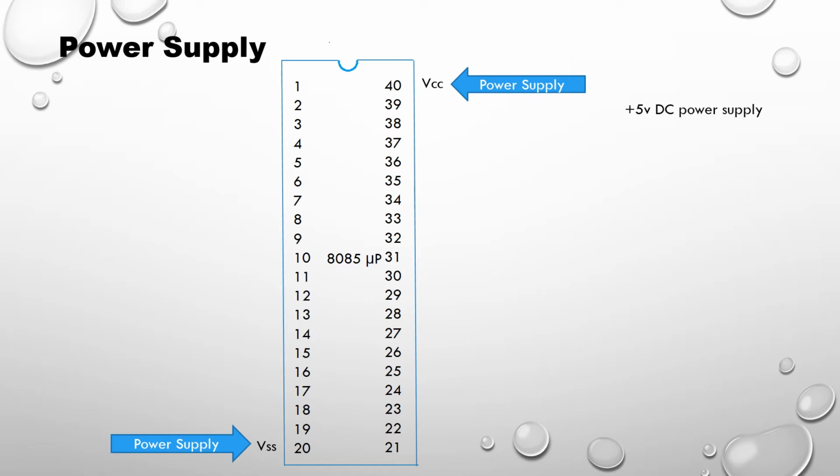A microprocessor requires a plus 5 volt DC power supply, where the positive terminal of the battery is given to pin number 40 and the negative terminal is given to pin number 20, which is grounded. So this is the first concept, that is power supply.